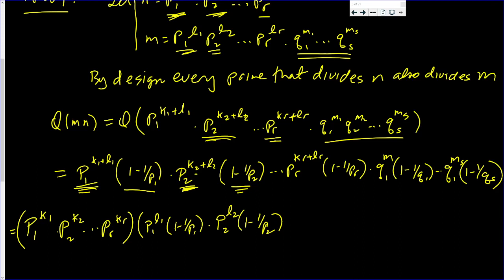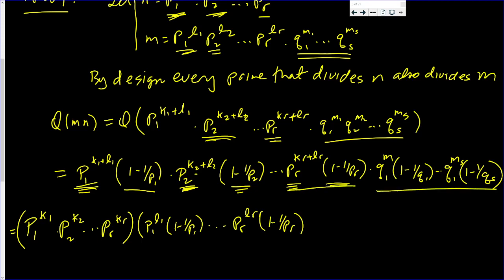Okay, so to save some space, how about we just jump up to the last one? We have pr to the l sub r times 1 minus 1 over p sub r. That's this, times all of that. q1 to the m1 times 1 minus 1 over q1, all the way up to q sub s to the m sub s, times 1 minus 1 over q sub s.